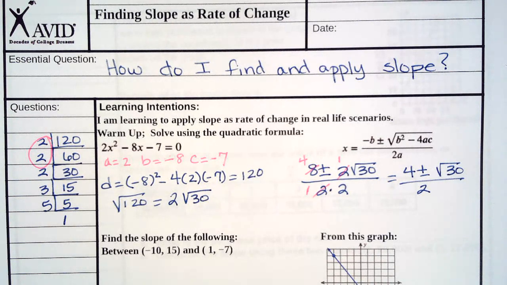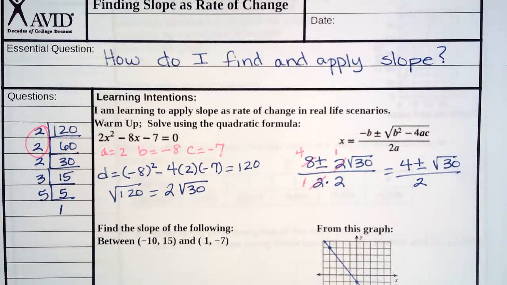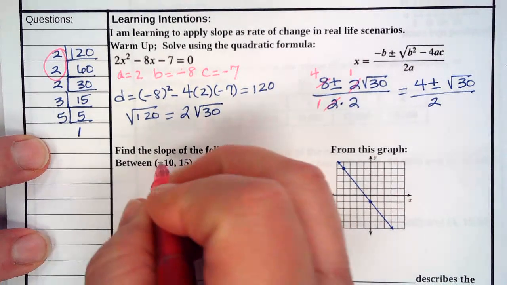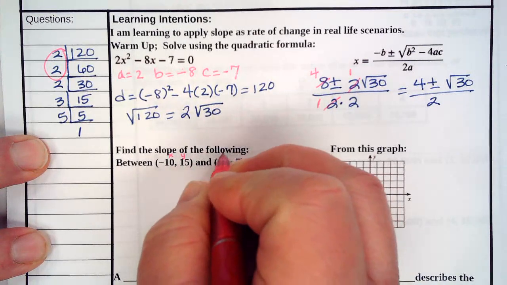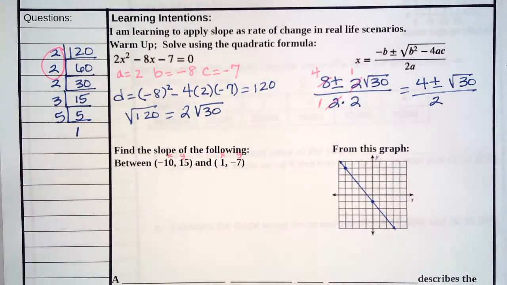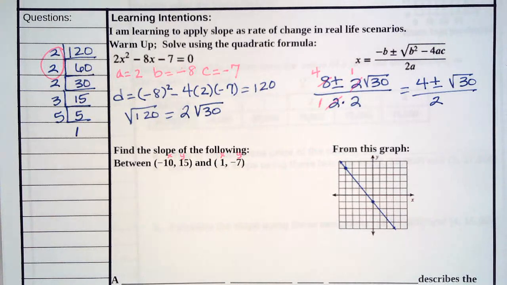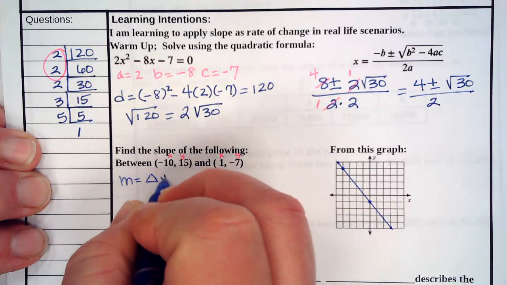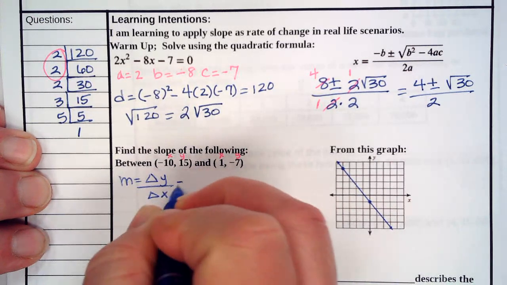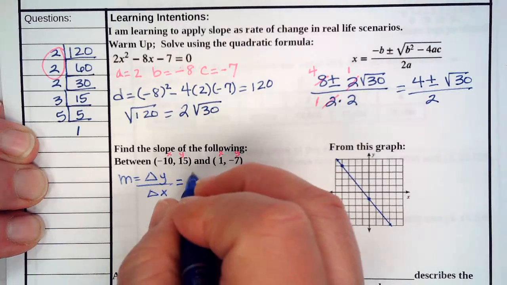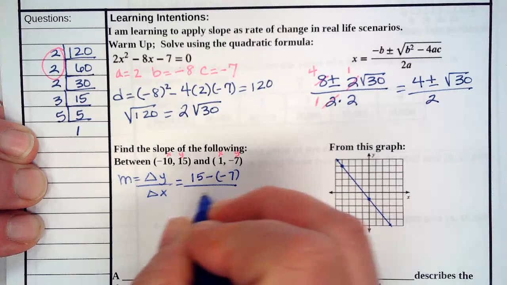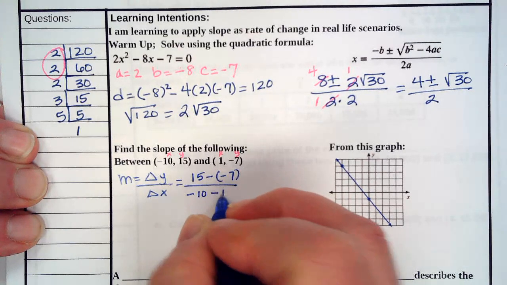Okay, do you remember the formula for finding slope? Finding slope is the difference of y over the difference of x. So identify x, y, x, y. So my slope is the difference of y over the difference of x. 15 minus -7 over -10 minus 1.